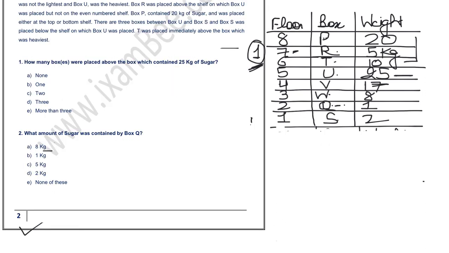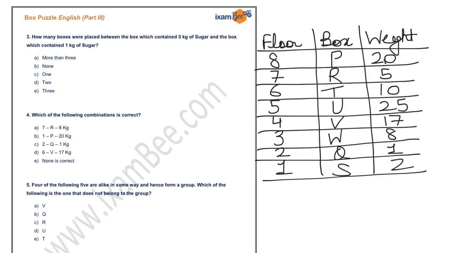Now your second question is what amount of sugar was contained by box Q? So the correct answer is 1 kg, therefore option number B is correct. Now your third question is how many boxes were placed between the box which contains 5 kg sugar and the box which contains 1 kg sugar. So this is the box which contains 5 kg sugar and this is the box which contains 1 kg sugar. So you can count the number of boxes, that is 1, 2, 3 and 4. So 4 is the correct answer.